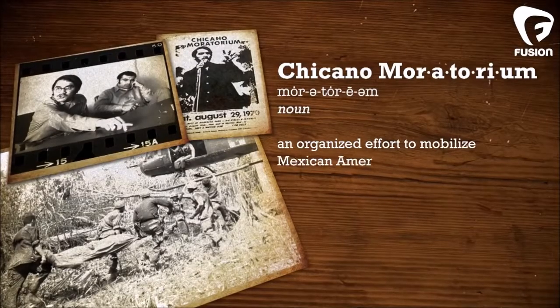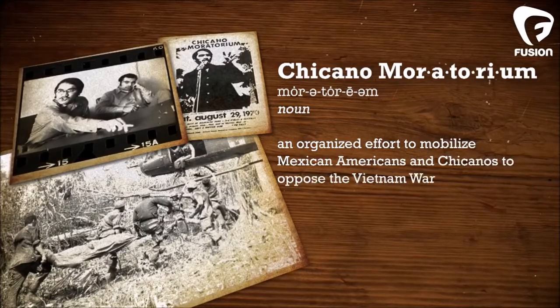This is Rosalio Munoz. He was an outspoken student leader back then and co-founder of the Chicano Moratorium, an organized effort to mobilize Mexican Americans and Chicanos to oppose the Vietnam War. The disproportionate death rate of Chicanos in Vietnam, which was the primary motivation, was part of a whole web of oppression, higher dropout rates, more people going to prisons. So on August 29th, 1970, they decided to march. It became the largest anti-war action by any ethnic group in the United States.